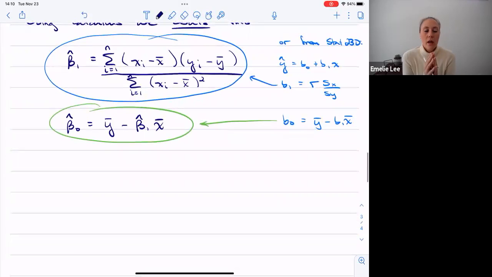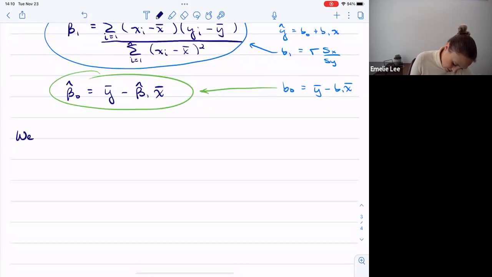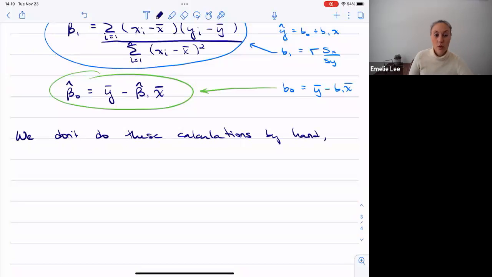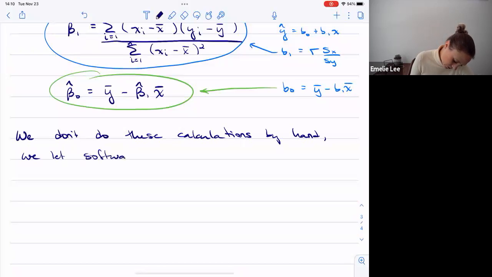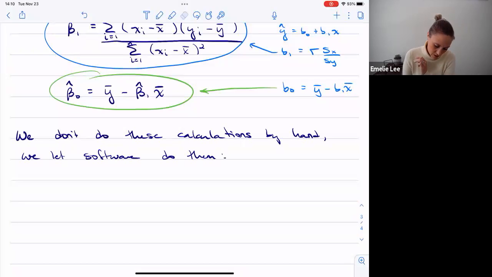Okay, so we won't be doing these calculations by hand. We let software do them, and most software will do it. I guess I shouldn't put a colon here. We're not going to do these calculations by hand, but you could find all the different components and plug them into the formula, and that's fine.